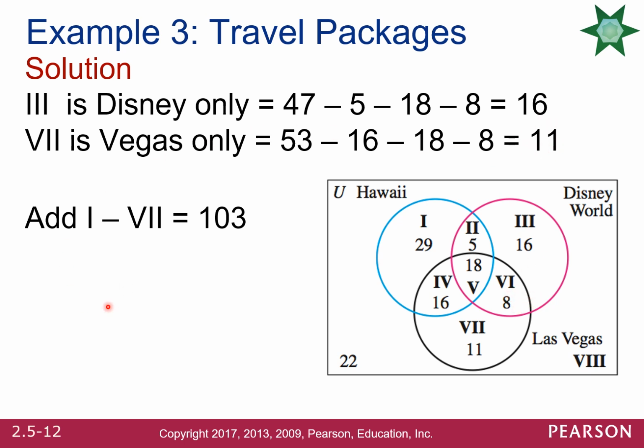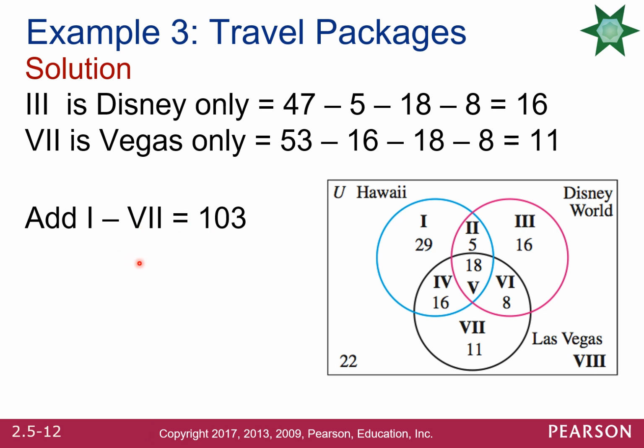And finally, to come up with the number of people who were not interested in any of these destinations, in other words, they were not a part of this set, was 125 minus 103, right?